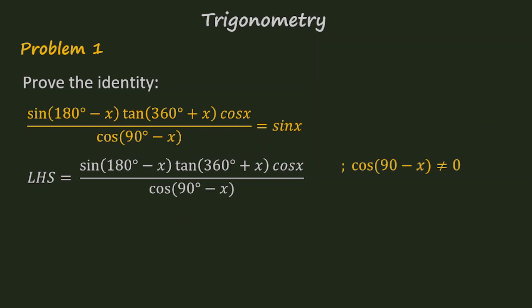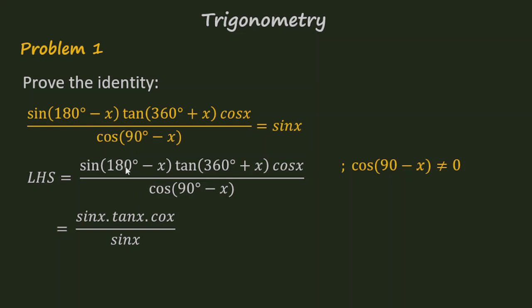So we can actually write it down, and you always have to put the restrictions. The denominator to this problem cannot be 0, because if it's 0, division by 0 is undefined. So you always put the restrictions there and show that the denominator cannot be 0.